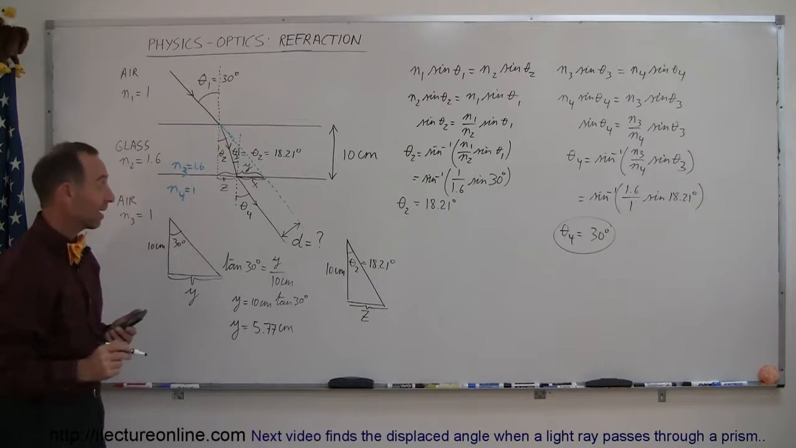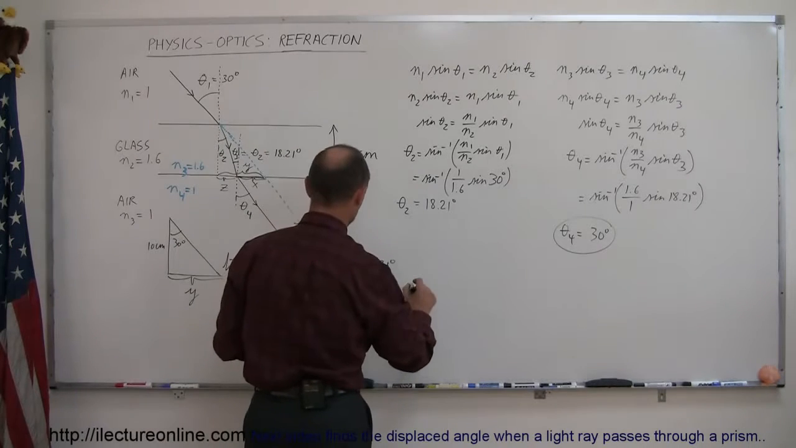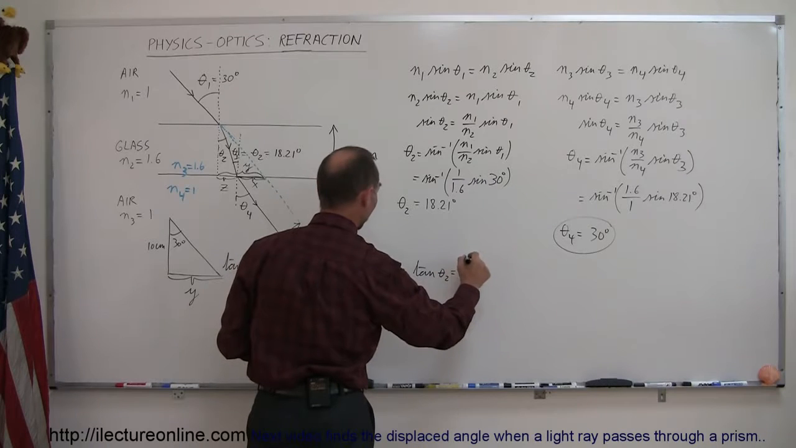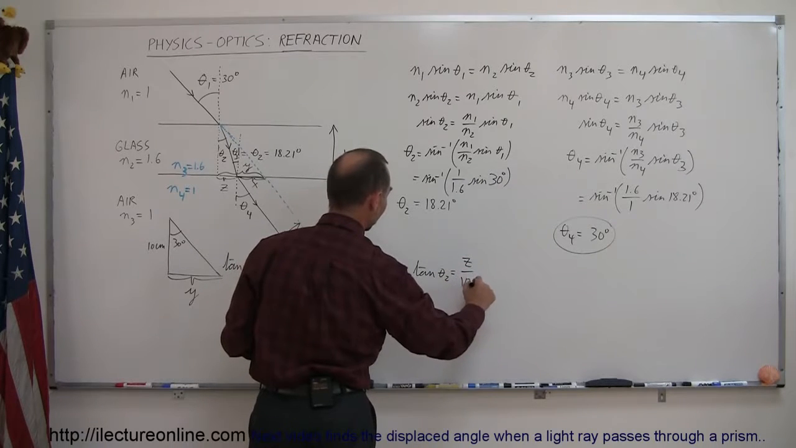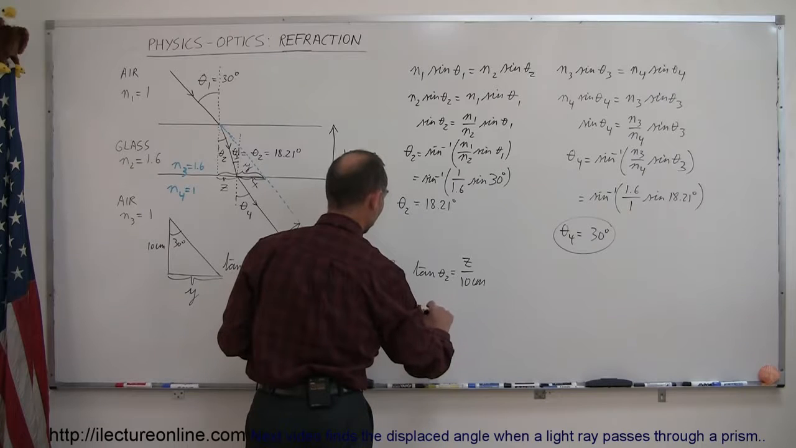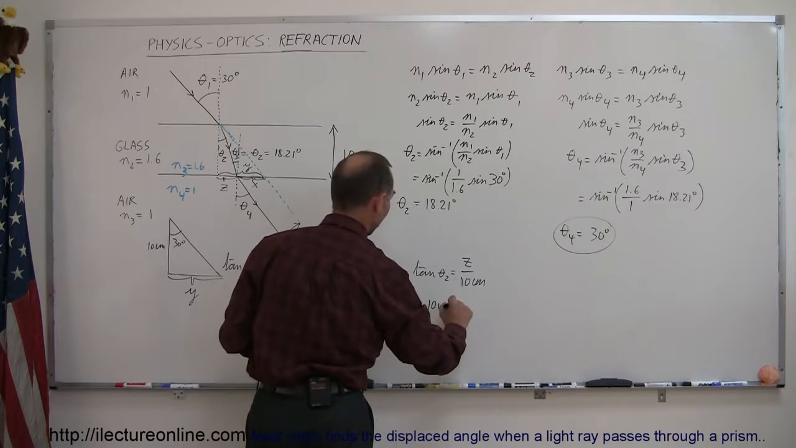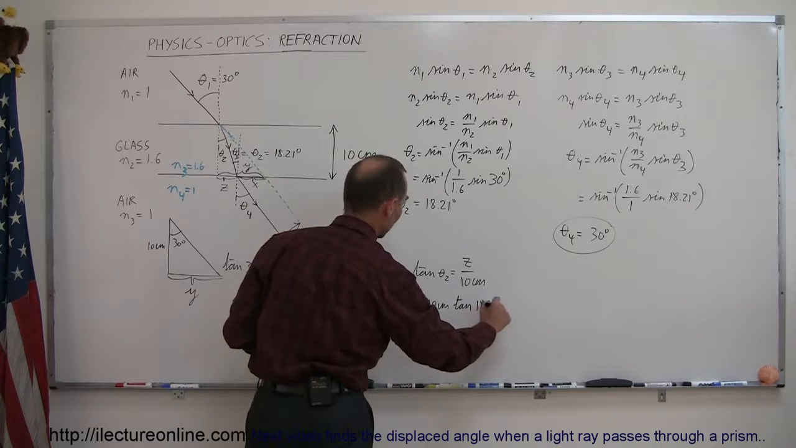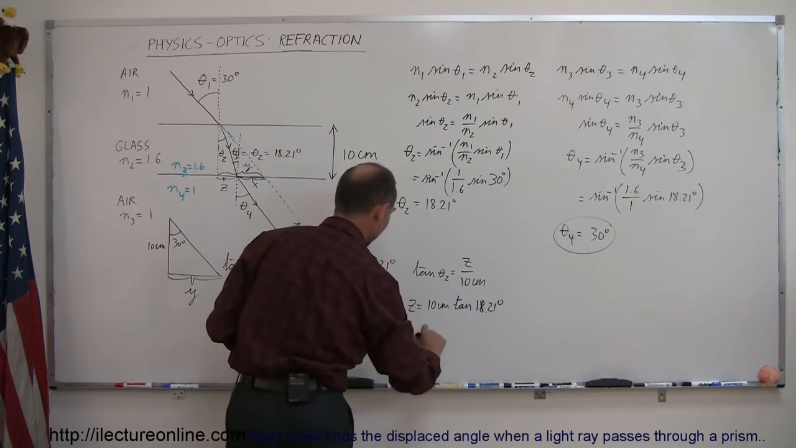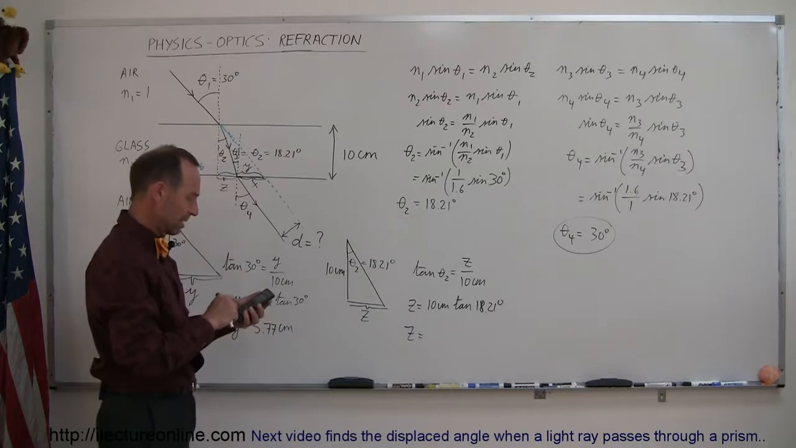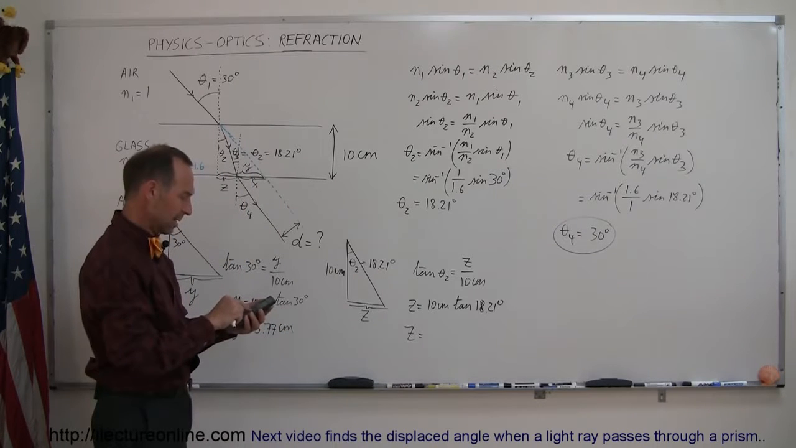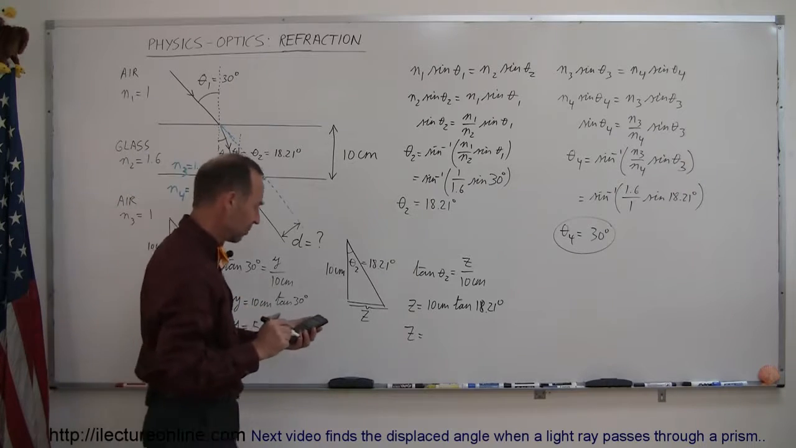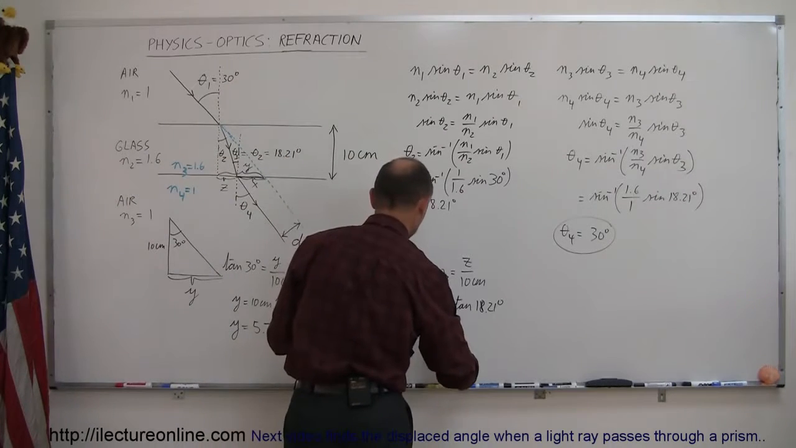All right, so let's find z. In this case, we know that the tangent of theta sub 2 is equal to the opposite side, which is z, divided by the adjacent side, which is 10 centimeters. So z is equal to 10 centimeters times the tangent of theta sub 2, which is 18.21 degrees. Take the tangent of 18.21 and multiply that times 10 centimeters, and we have z to be 3.29 centimeters.